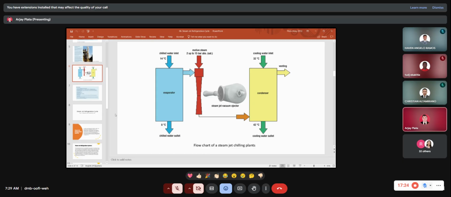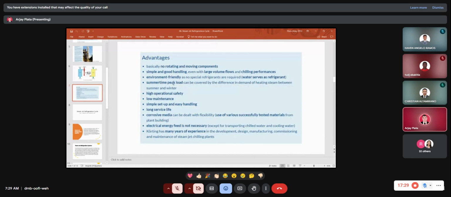Okay. So as I have said, these are the advantages. Basically, no rotating and moving components. We do not have any pumps here, because we do not have any rotating and moving components. Simple and good handling, even with large volume flows and chilling performances. Environmentally friendly, as no special refrigerants are required. So water serves as the refrigerant.